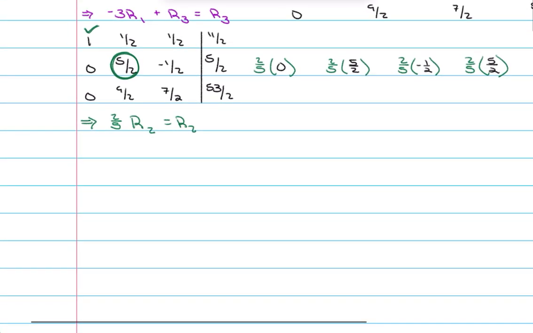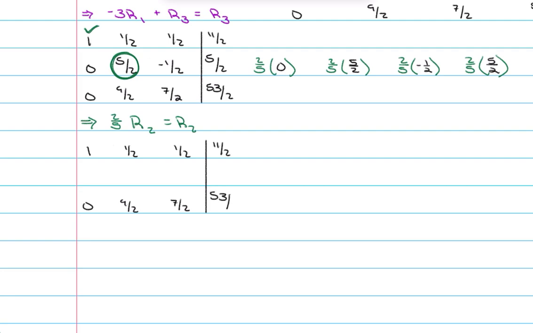So I'm going to copy those. I have a 1 and a 0. I have 1/2 and 9/2. I have 1/2, 7/2. And then I have 11/2 and 53/2. So those stayed the same.